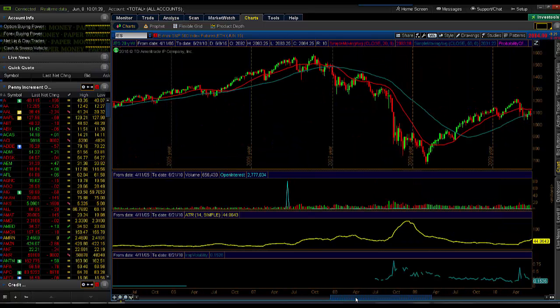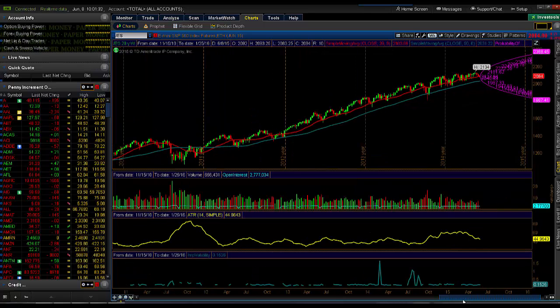Now, that's the two reversals in the past. What can we learn from that in its current price action?